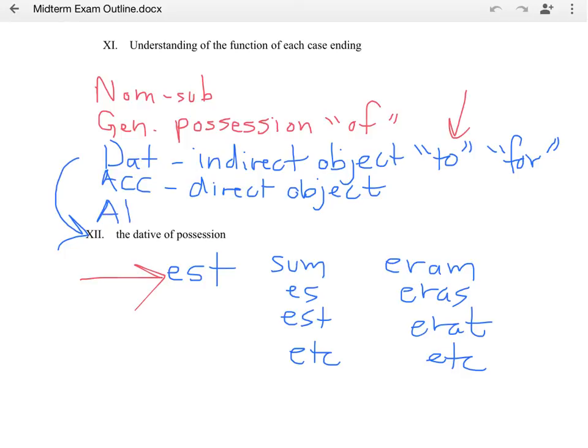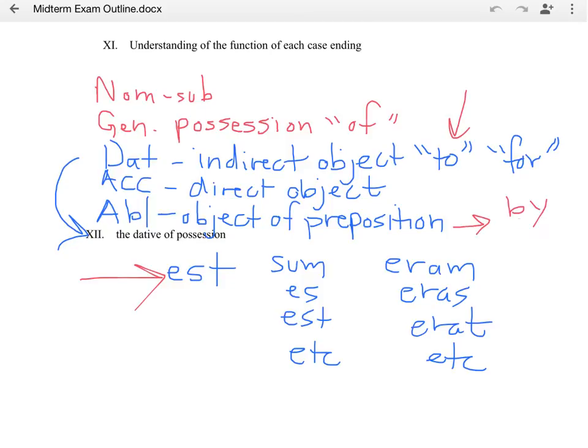And finally, the ablative is often found after a preposition. So it's the object of a preposition, but sometimes there's no preposition. In the cases where there's no preposition, I've given you the list of words to try to see which one sounds best. By, from, with, in, at, or on all work pretty well with an ablative when there is not a specific preposition specified.